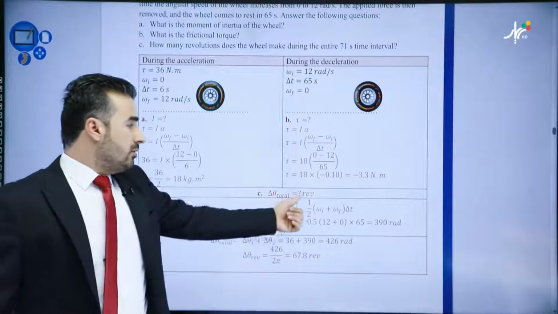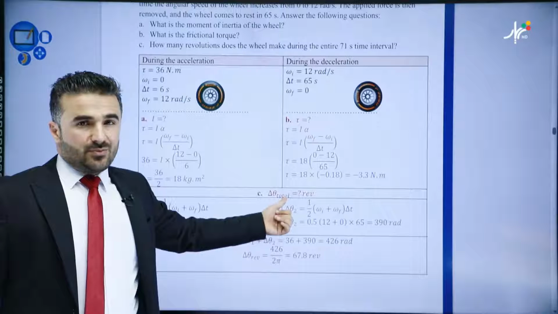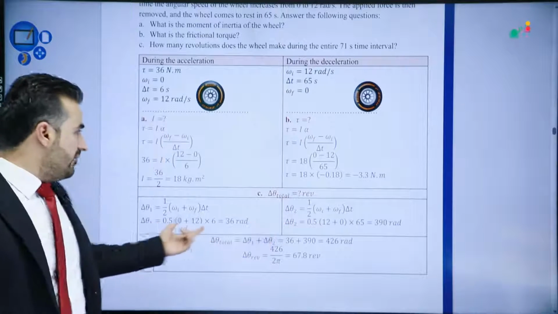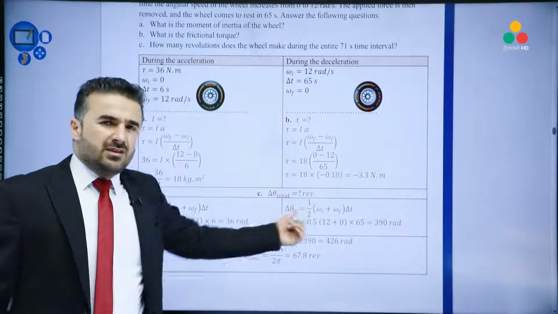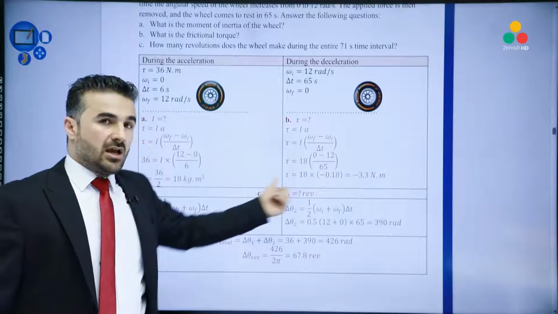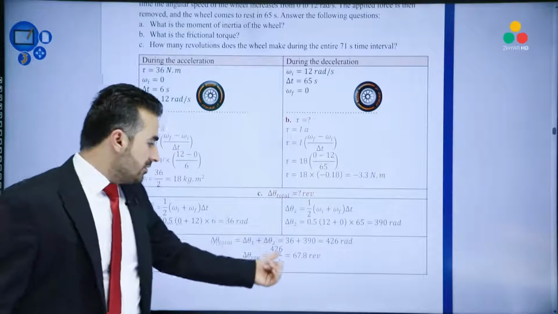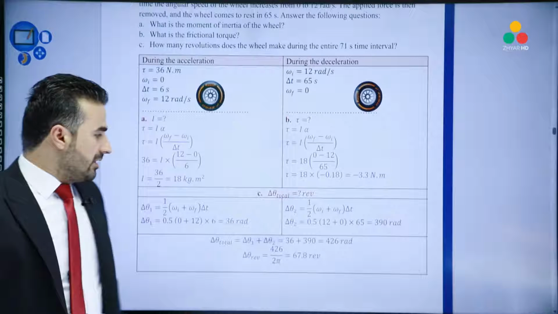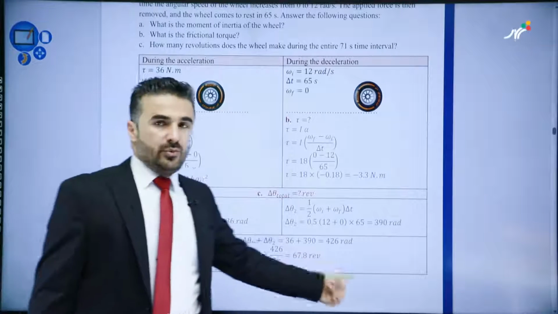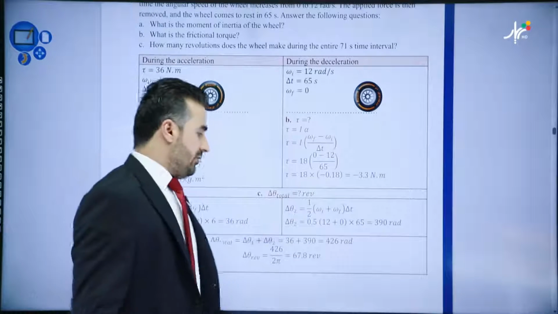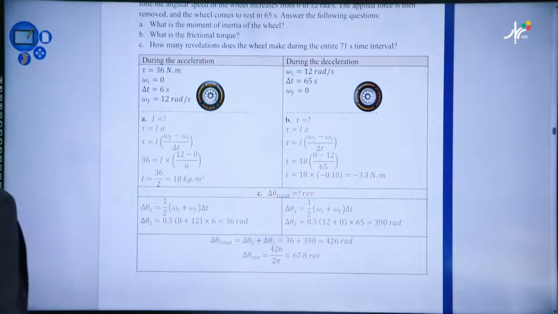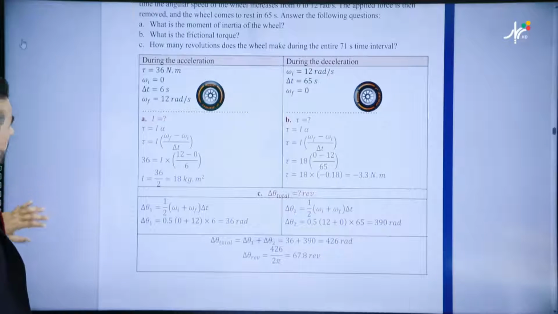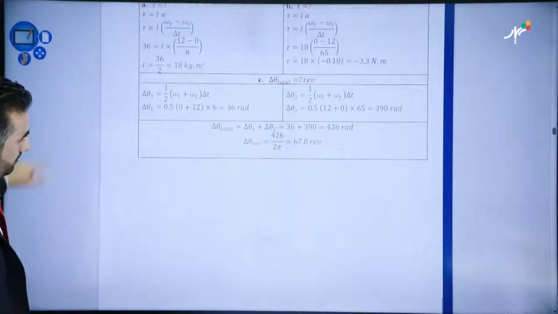Then we want the total angular displacement by revolution. So first we find the angular displacement for both cases, for speeding up and slowing down. Once you find the total, then divide by 2 pi. You'll get the number of revolutions, which is 67.8, or by rounding, we can just go with 68. All right, moving on to the next question.